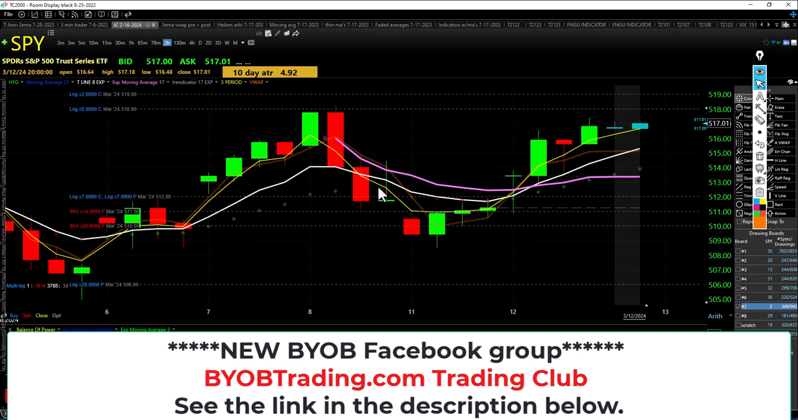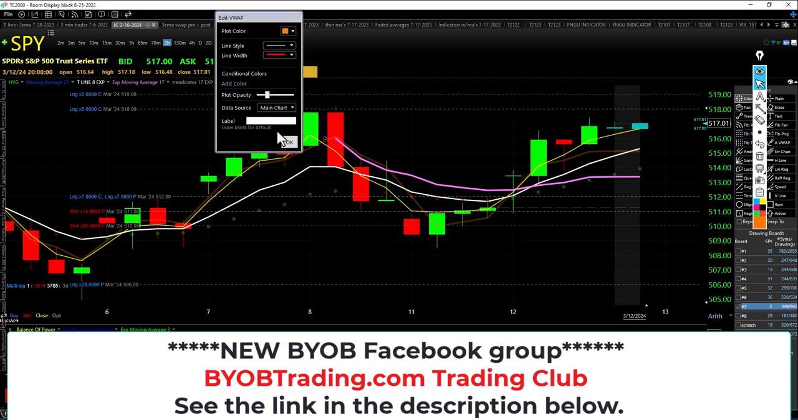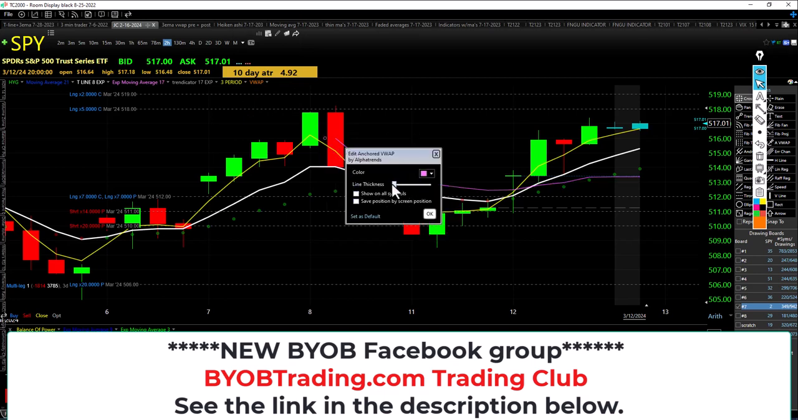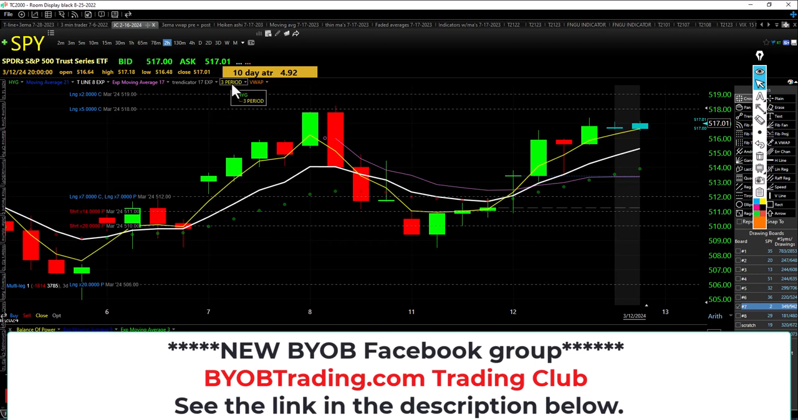I've got the 3 EMA. I'm going to turn some of this stuff off so you can see. Okay, so here's my anchored VWAP. I'm going to turn that off just for a little bit so you guys can see. Right about there. Okay, so now you can see the yellow line. So see that this is the 2-hour chart. Here's the yellow line. The yellow line is the 3 EMA right here.